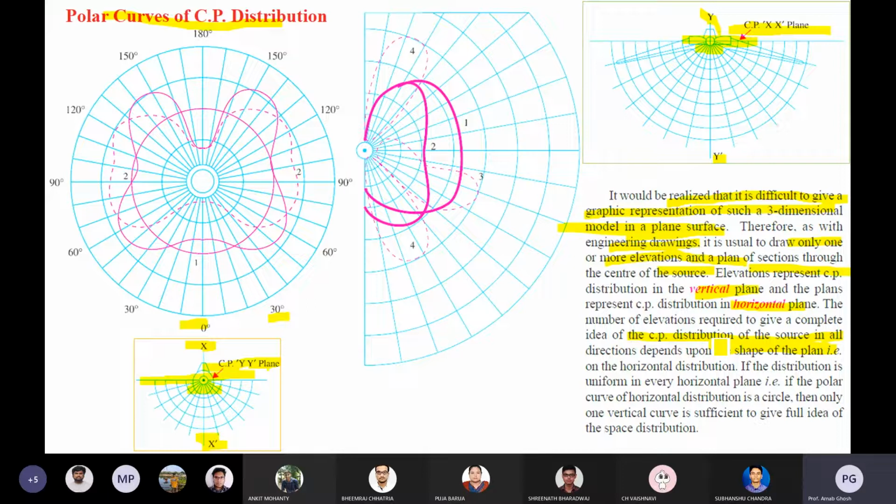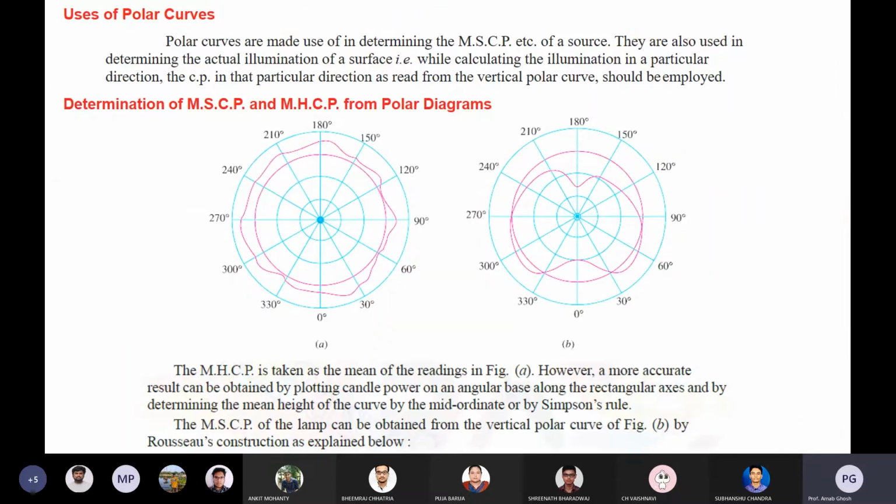So where was I? That I need to discuss first. Area is given, that is 8 into 12, and lumen per meter square, that is E. So E into A, you are getting that value as 9600 lumen, and you have already got that value.